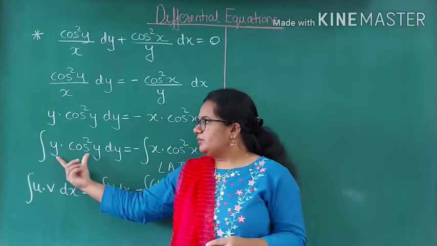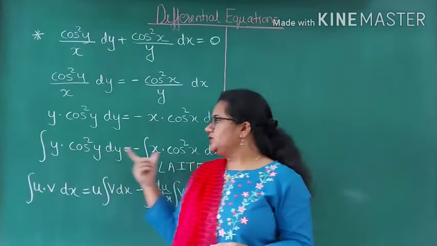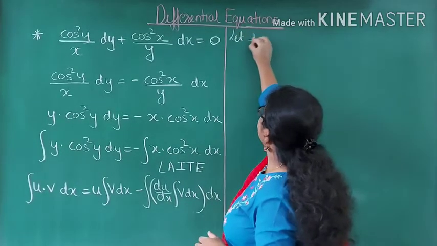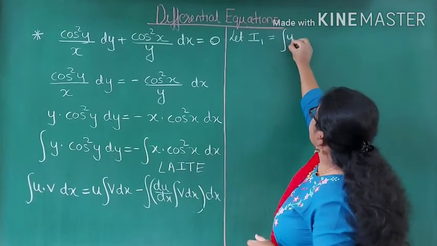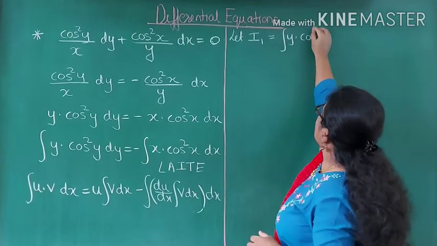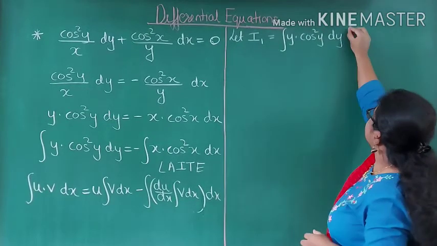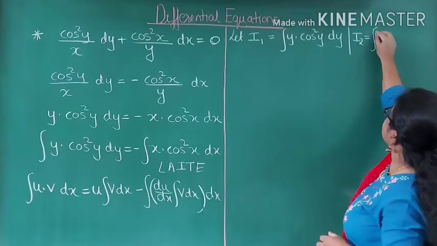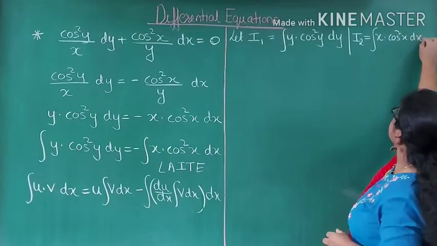Now it will become a much bigger statement. So what we will do, we will solve these two parts separately. So let I1 be equal to integration of y into cos square y dy, and I2 equal to integration of x cos square x dx.